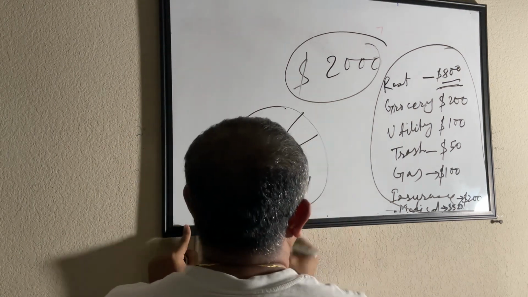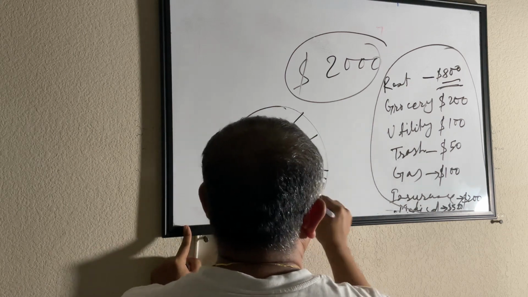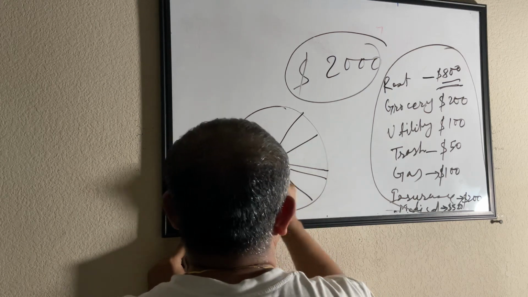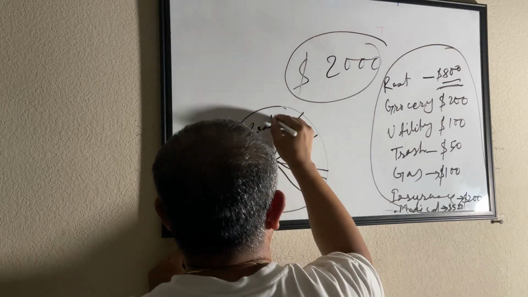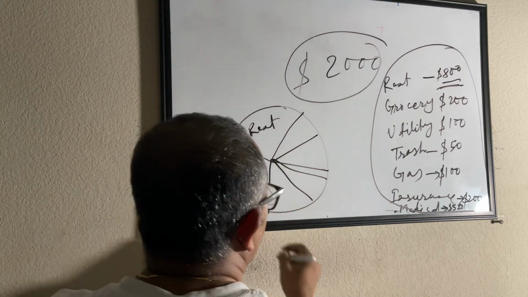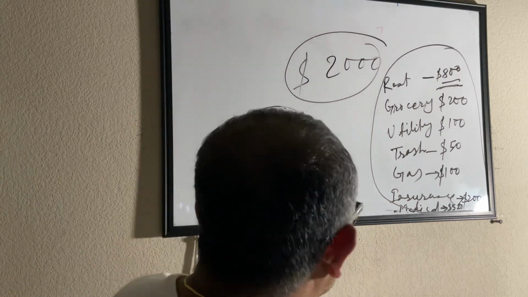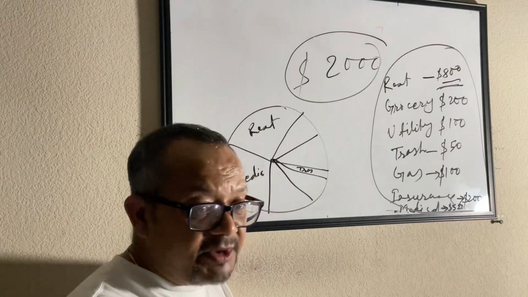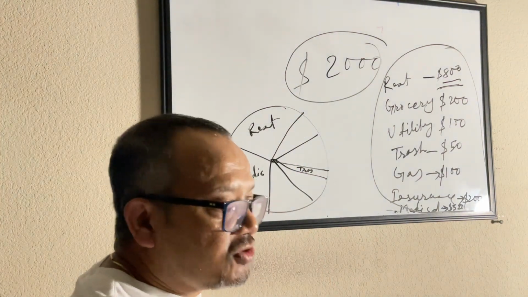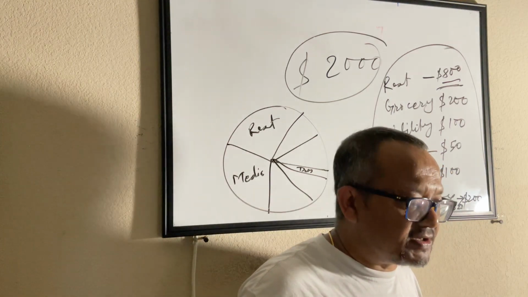Then little bit for grocery, little bit for utility, little bit for trash, little bit for gas, something more for this thing. So this is rent, this is medical emergency, and then this is trash and everything else. By looking at this pie chart, you can make out where majority of my money is going. So pie chart is used as a tool for financial planning very extensively.